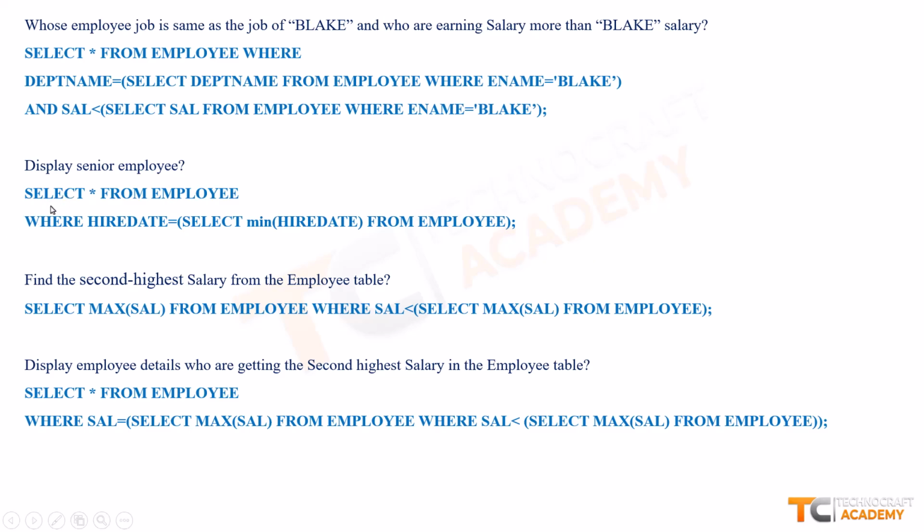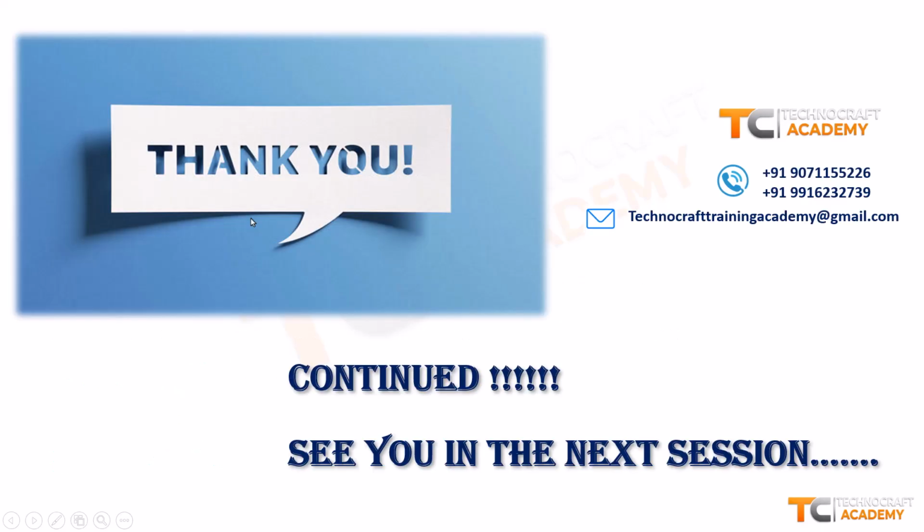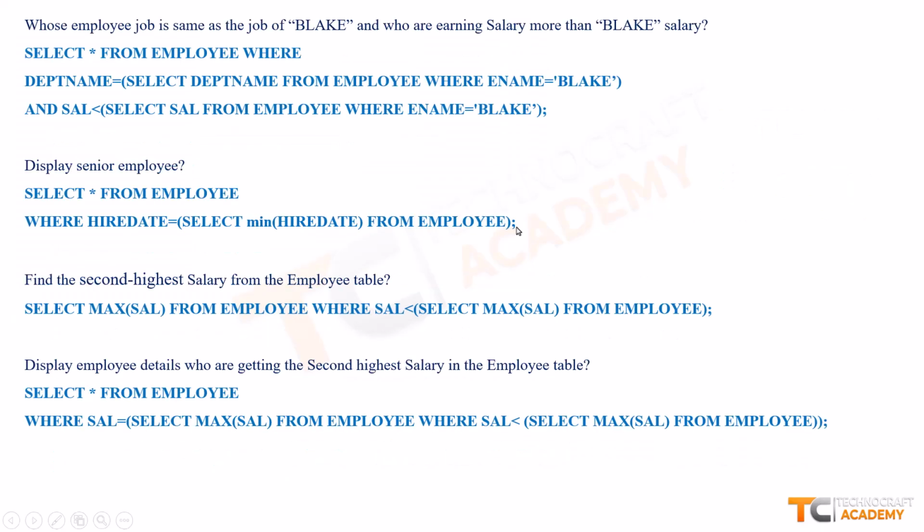If you see the query here, select star from employees where hire date equals select minimum of hire date. If you try to equate it directly, like hire date equals minimum of hire date, then again you will get a group function error. So in that case we are using a subquery here. We use minimum of hire date to know who is the senior employee, because whoever joined first will have the minimum hire date. So this is just a simple example. I hope this is clear.